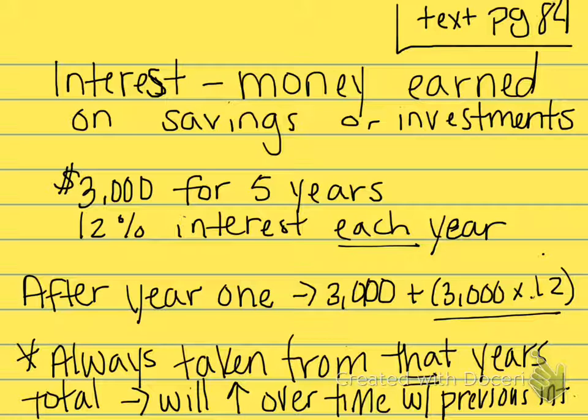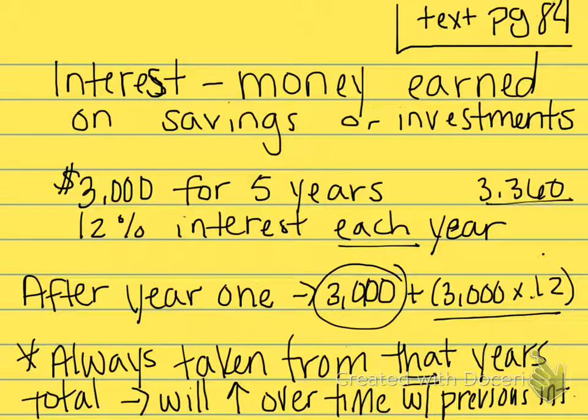But once I get past that first year, I'm not adding it to 3,000 anymore. I'm adding it to whatever the year before's answer was. So if I solve 3,000 times 0.12, or 12% of 3,000, I'm going to figure out that that answer is $360.